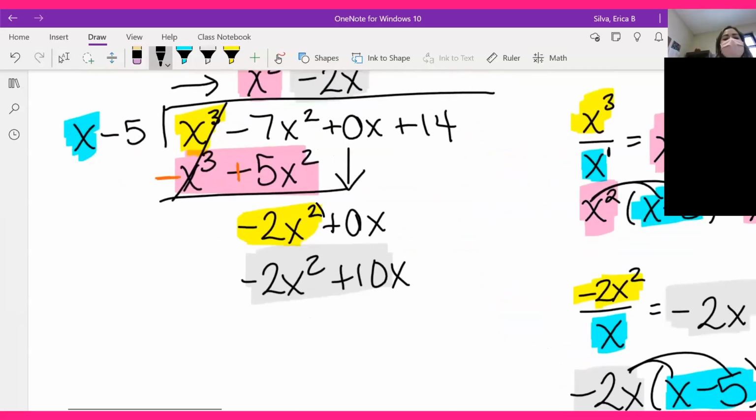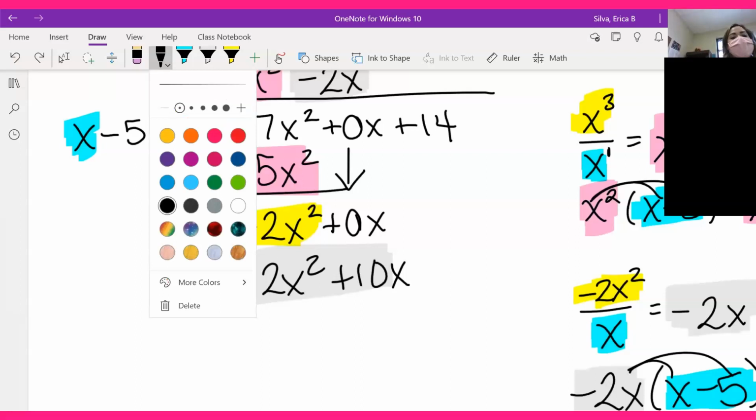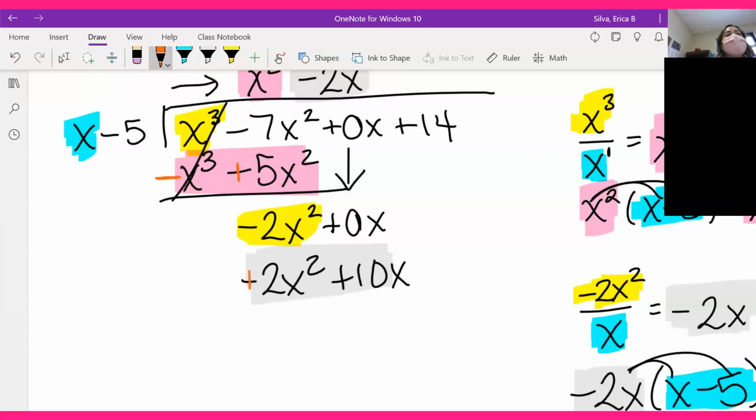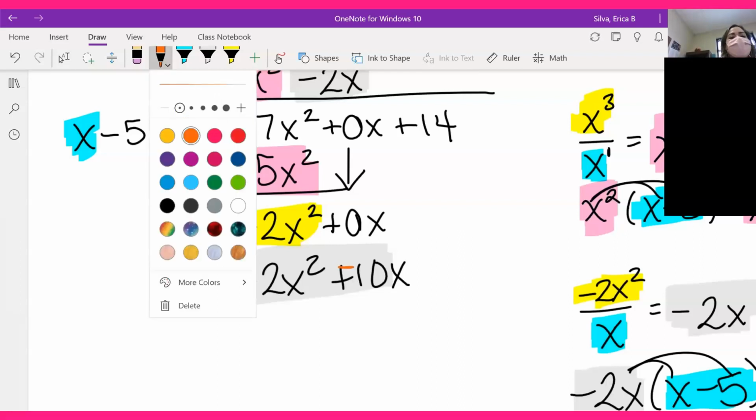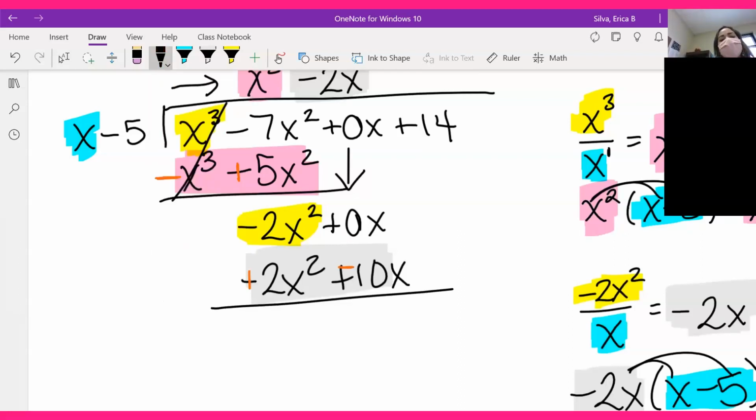Now again, we look at these two, they're exactly the same, so we know we got the right quotient. And now we're going to change our sign. This becomes a positive, and this one becomes a negative. These cancel, and we get negative 10x. And then we bring down the next term, plus 14.